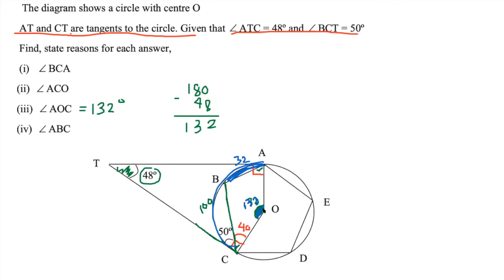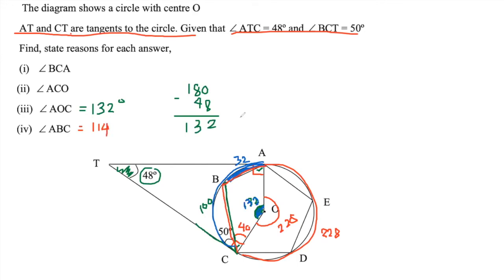How do you find ABC? Since that is 132, the arc opposite 132 is this one, which is 228. And if this is 228, then the whole arc here is also 228. And if this is 228 right here, then the angle ABC is half of 228, which is 114.